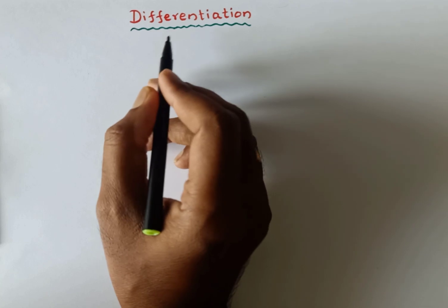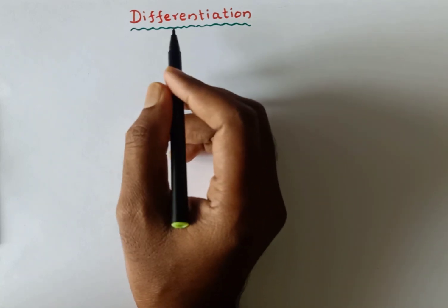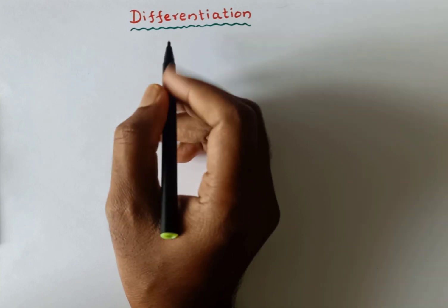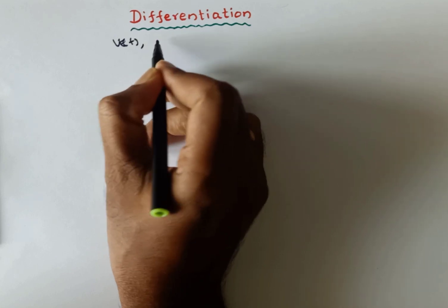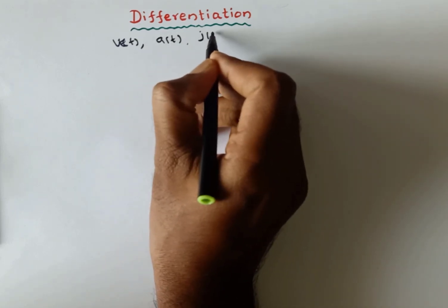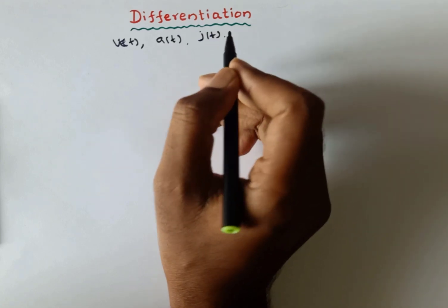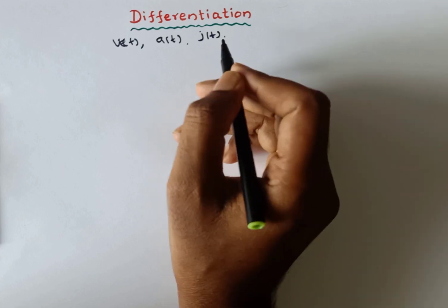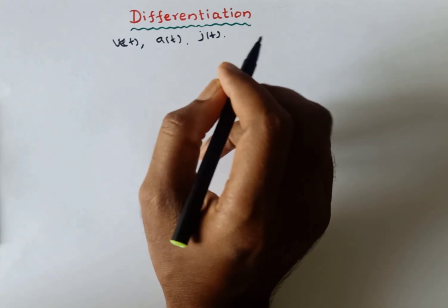The derivative forms a basis for fundamental concepts such as, as we know, velocity, acceleration, right? Like v of t, velocity, acceleration, and jerk. Whereas in mathematics, it is the slope of a tangent to the given curve at a particular point.